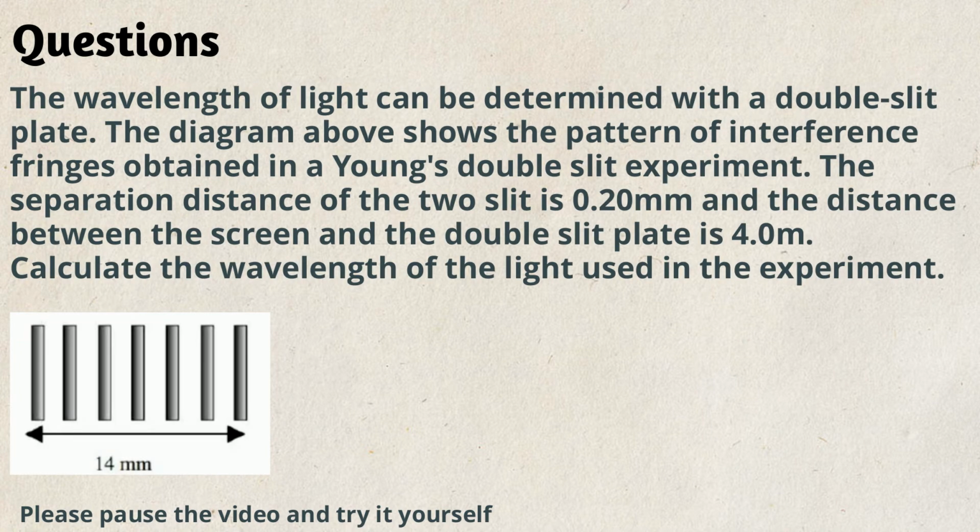Moving on to the next question. The wavelength of light can be determined with a double slit plate. The diagram above shows the pattern of interference fringes obtained in a Young's double slit experiment. The separation distance of the 2 slits is 0.2 millimeters, and the distance between the screen and the double slit plate is 4 meters. Calculate the wavelength of the light used in the experiment. Please pause the video and try it yourself.